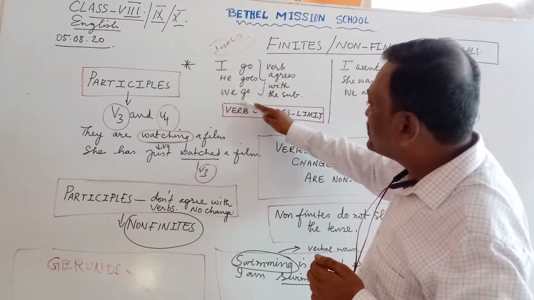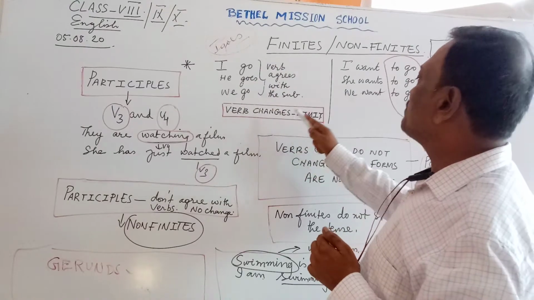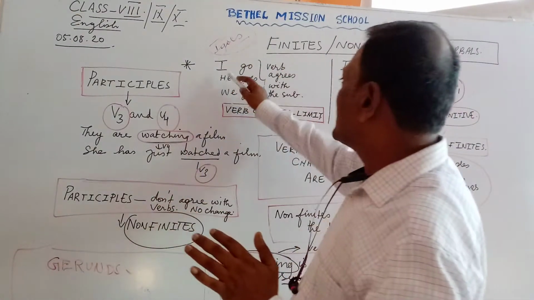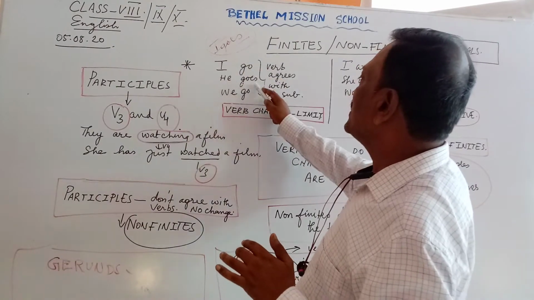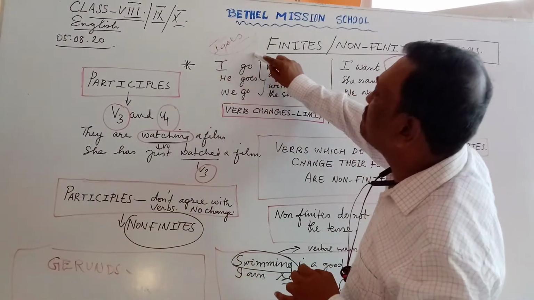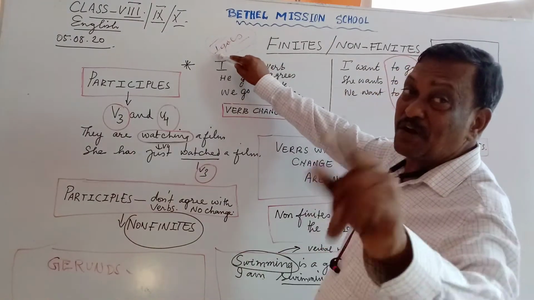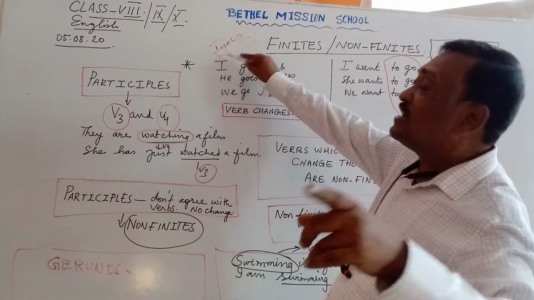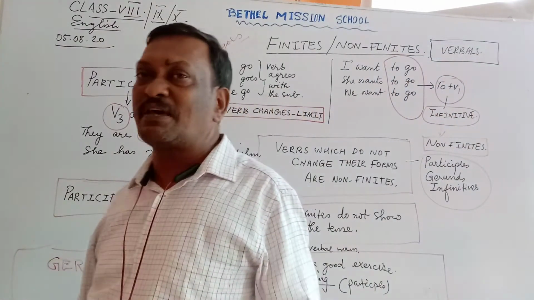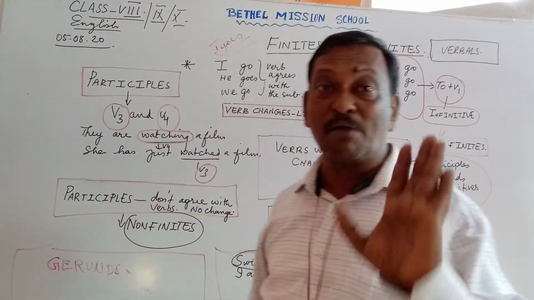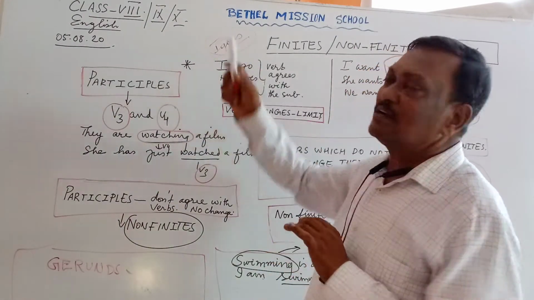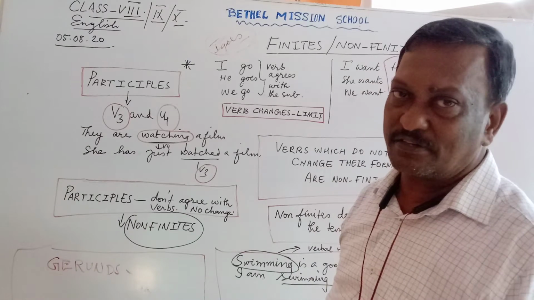And here if you see, the main verb changes. With I it is go, but with he it goes. So we can say the verb agrees with the subject. The right verb is used with the right subject, therefore the verb agrees with the subject. Remember this, the verb has to agree with the subject. Only then the meaning becomes clear.